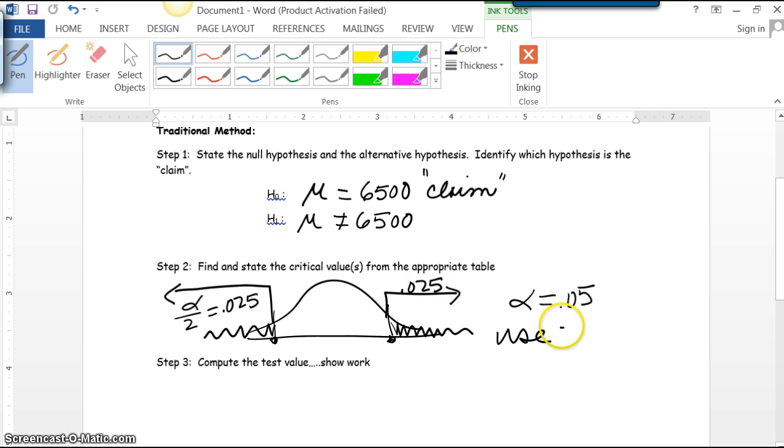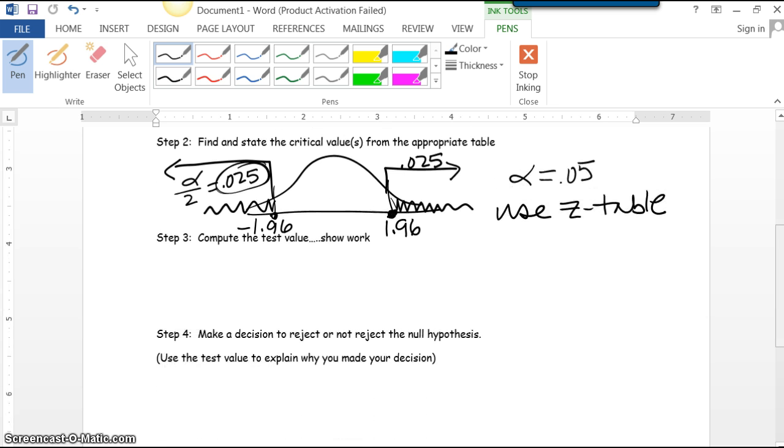You use your Z table, and on your Z table you look up this area, and then when you find that area you'll see a Z value of negative 1.96, and then the corresponding one is 1.96. These are your critical values. So your critical values are negative 1.96 and positive 1.96. And then you compute your test value using this formula.